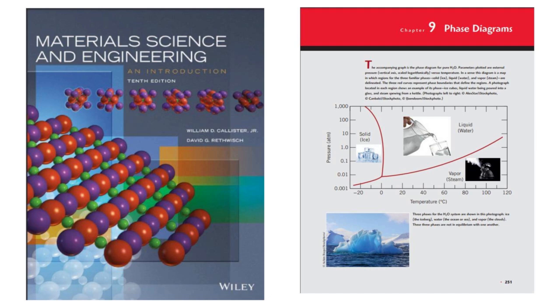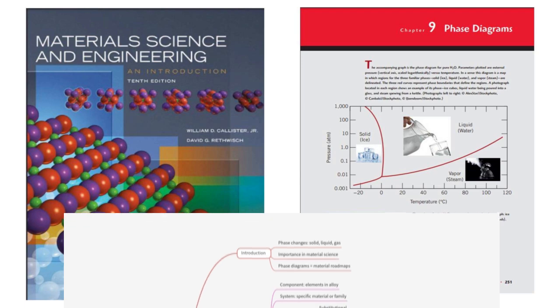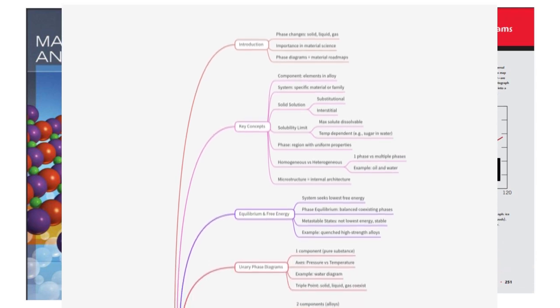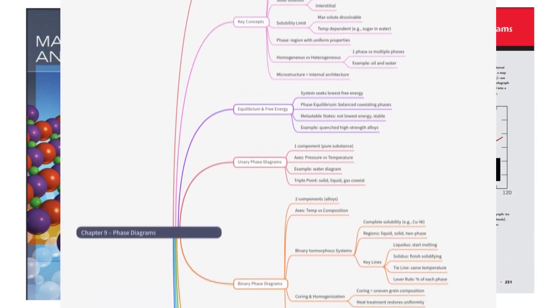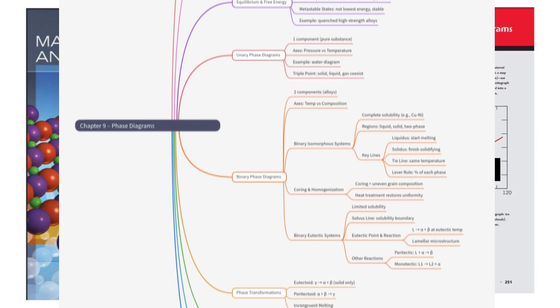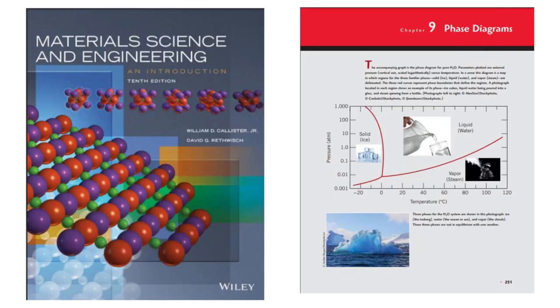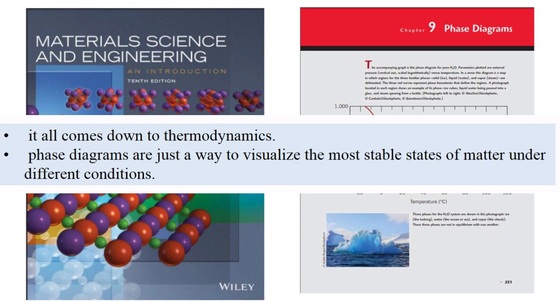All right, learner, we've covered a lot of ground today. From the simple phase changes of water to the complex world of binary alloys, we've seen how these phase diagrams can help us understand and predict the behavior of materials. It's amazing to think that these everyday materials have these hidden worlds of phases and transformations happening all around us. And it all comes down to thermodynamics. These phase diagrams are just a way to visualize the most stable states of matter under different conditions.